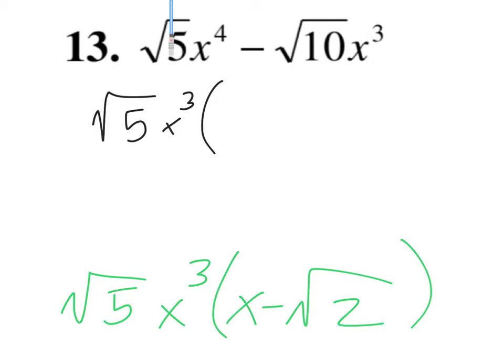So I had radical 5. I took radical 5 out. So radical 5 divided by radical 5 is 1. X to the fourth divided by x to the third is x to the first. Okay, now same thing here. Radical 10, and I take a radical 5 out. So radical 10 divided by radical 5 is radical 2. And then x to the third, I take x to the third away. That means I don't have any more x's there.